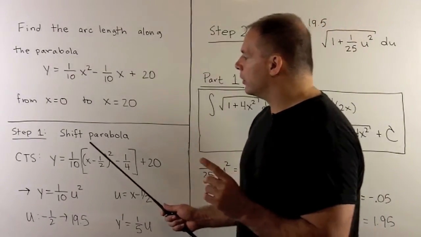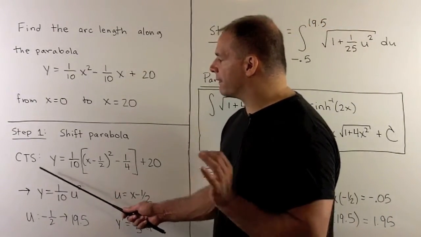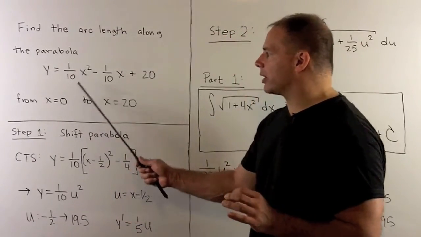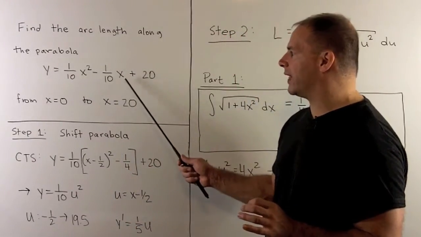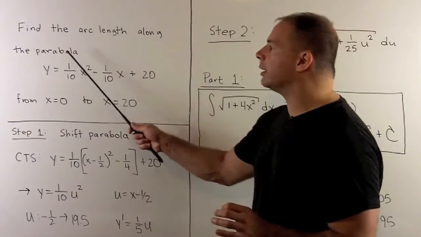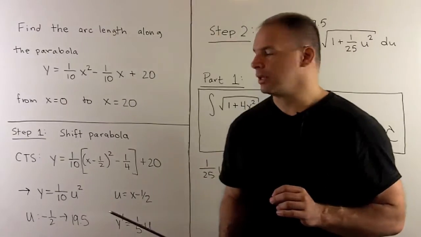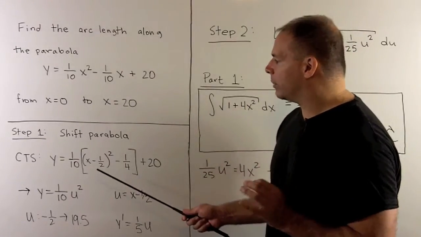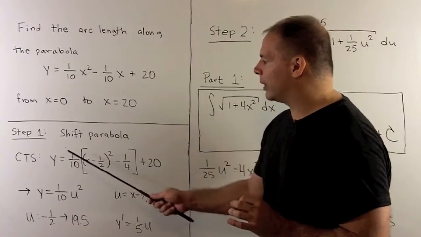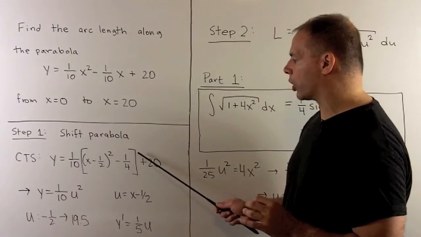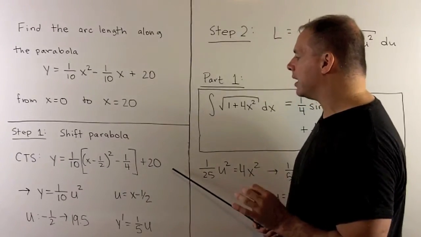Now, the way I'm going to shift is to first complete the square. So the idea is I want to take our 1/10 x squared minus 1/10 x, complete the square here, see what comes out, and then we're going to remove all the shifting. If we complete the square on this first part, we have 1/10 quantity x minus a half squared minus a quarter. We put our 20 back in.